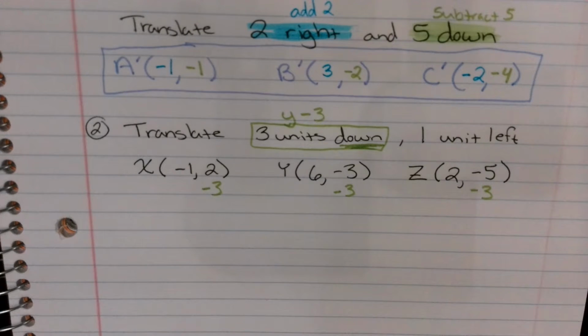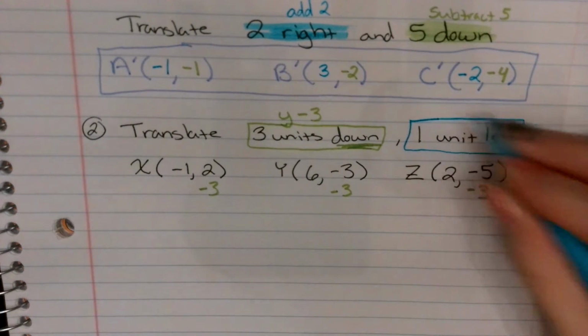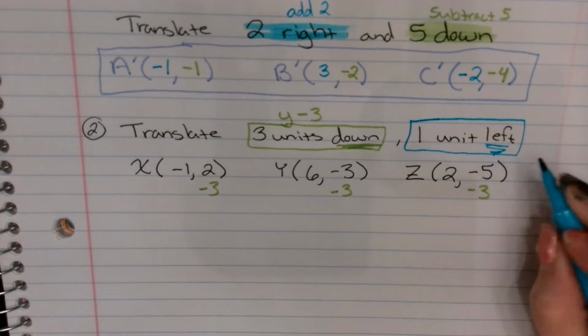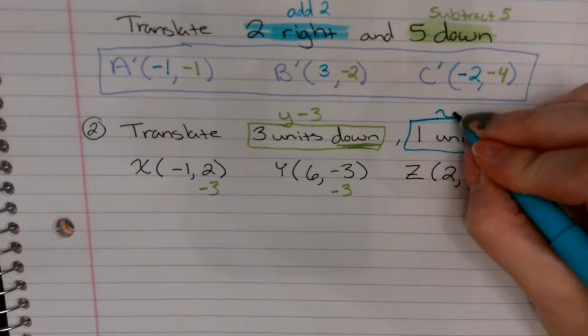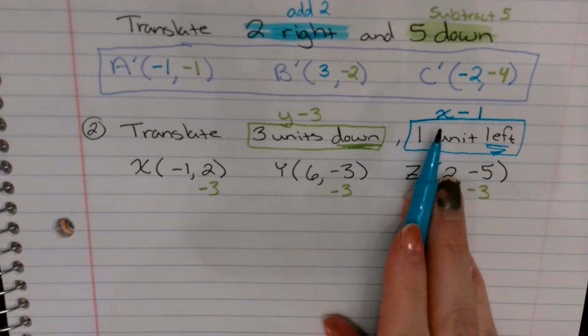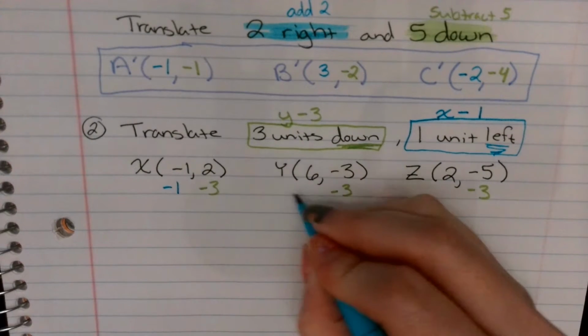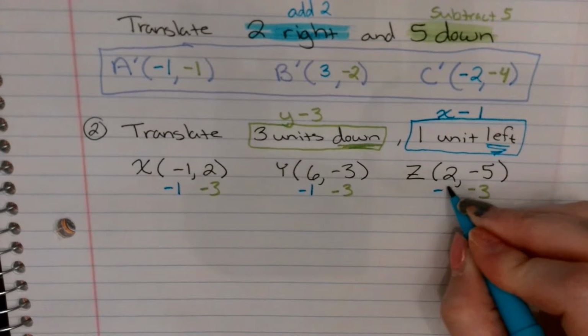Okay, then for my x, x moves left and right. Here I'm moving left. Left means I'm subtracting, so I'm going to do x minus 1. I'm taking my x coordinate and subtracting 1, so I'm going to subtract 1 from every one of my x coordinates.